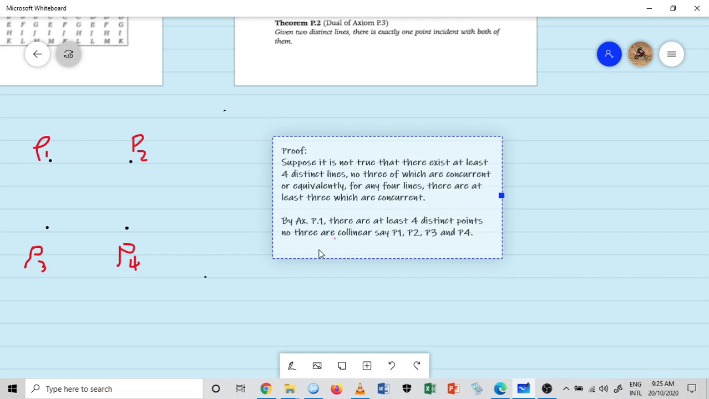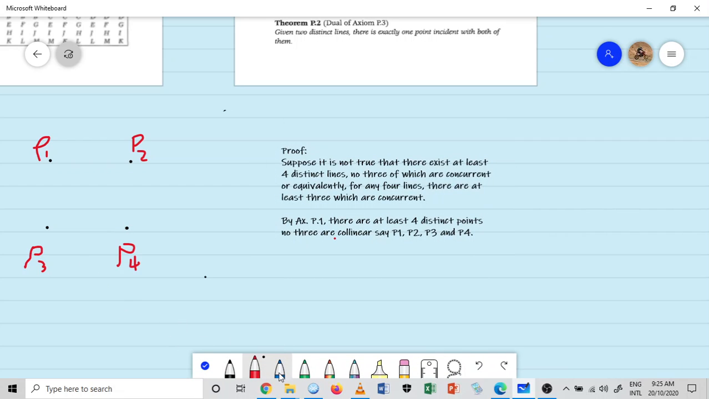And also, no one line can contain three of them. There is no one line that can contain three of them. Meaning, if a line contains P1 and P2, it cannot contain the other two. So, if there is a line here and it contains P1 and P2, it should not contain P3 and P4. Let's call this L1.